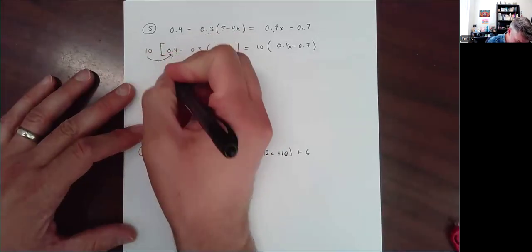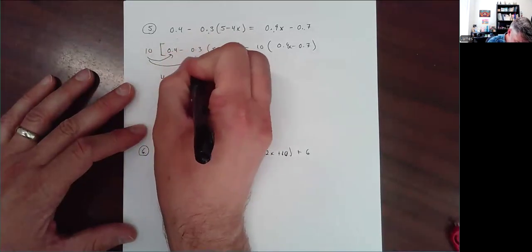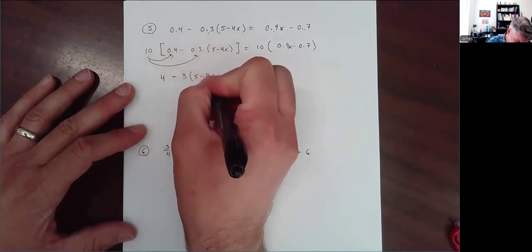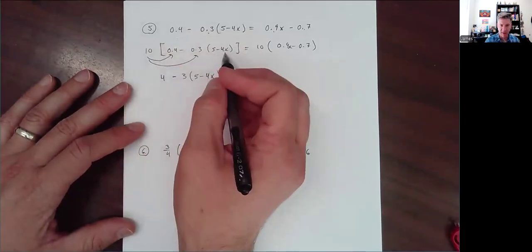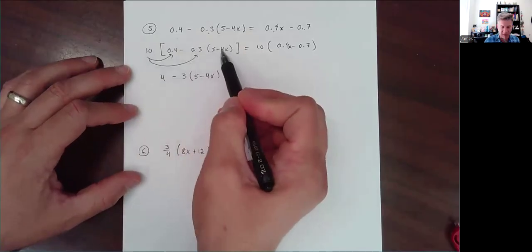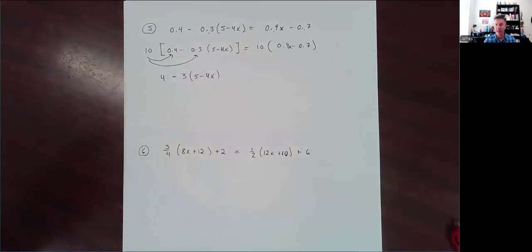10 times 0.4 is 4. 10 times 0.3 is 3. Some of you might be asking inside your heads, why isn't the 10 also multiplying the 5 minus 4x? Well, it is. It's 10 times 0.3 times 5 minus 4x. And when you have three things multiplied together, you have to pick which ones you want to multiply together first.